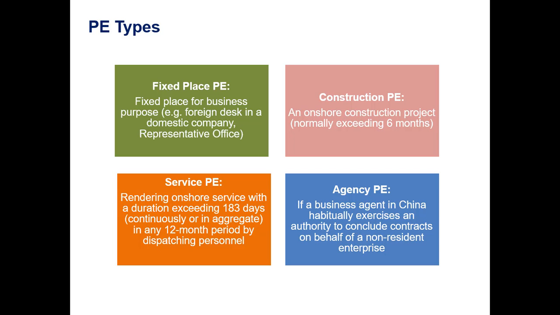So if a non-resident enterprise undertakes a construction project which is more than 6 months in duration in China, it will constitute a construction PE and also will pay corporate income tax in China. Construction PE is limited to activities with construction and installation, but another kind of PE, service PE, is much broader: rendering onshore services with a duration exceeding 183 days in China in any 12-month period by dispatching people working on the onshore project site. It will constitute a service PE.